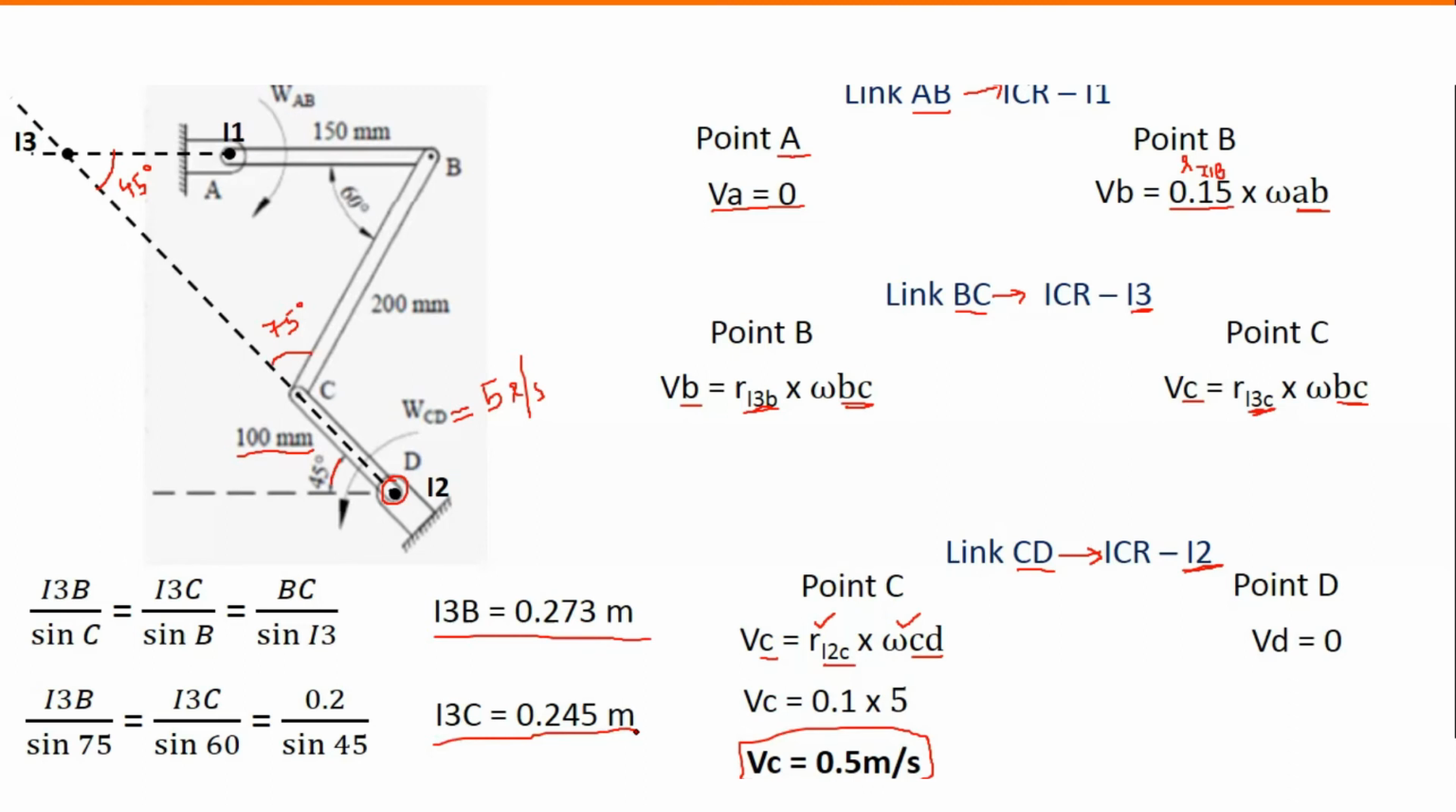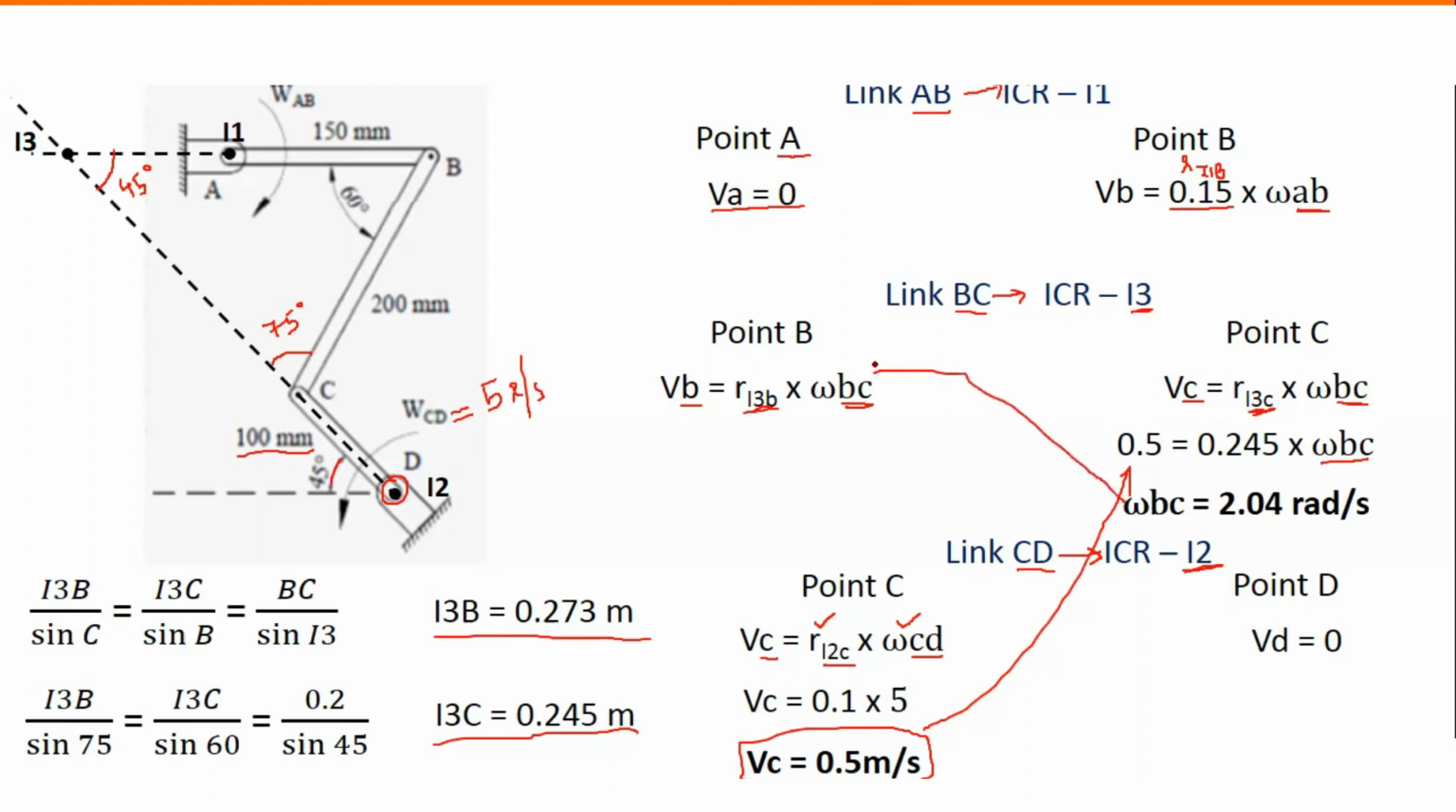Now what I will do, I will substitute these values at the respective places. So VC, we have already found from here, VC is equal to 0.5, so I have substituted it here. 0.245 we got from here, and this will be omega Vc. So I will get omega Vc as 2.04 radian per second. Now this omega Vc, where will I substitute? I will substitute it here.